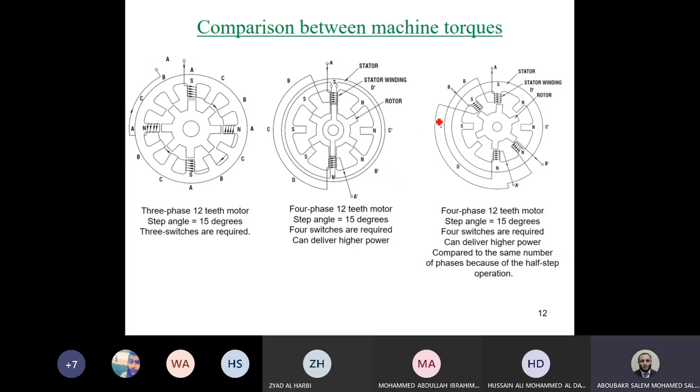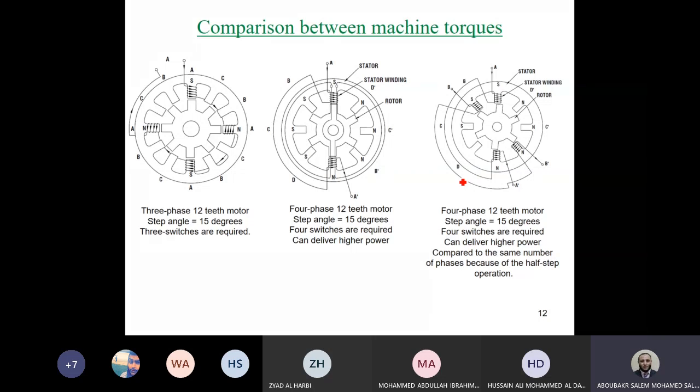Right. Comparing this to the third technique here, it's also 4 phase, with the same number of stator and rotor teeth, and the step angle is 15. 4 switches are required, and it can deliver higher power compared to the same number of phases because of half-step operation. If we operate the machine in half-step operation, which means coils A and B are energized together at one of the machine steps, it will deliver higher power. Okay, شباب? So the torque can be increased in many ways.